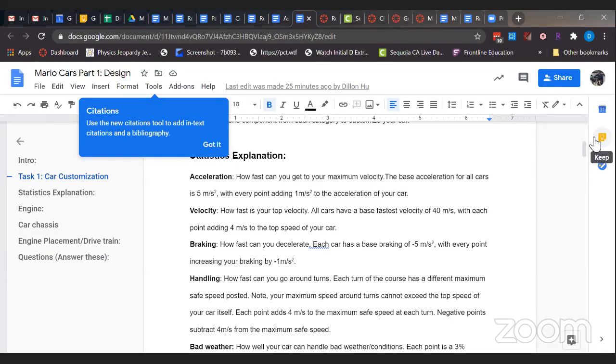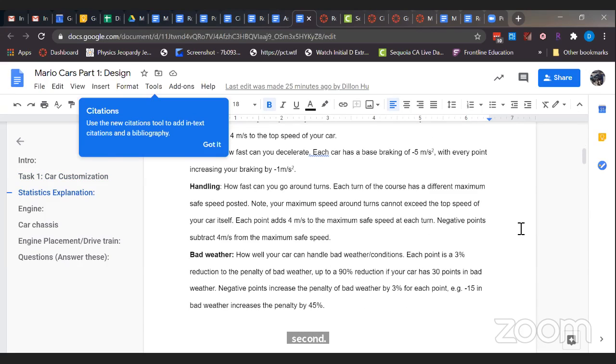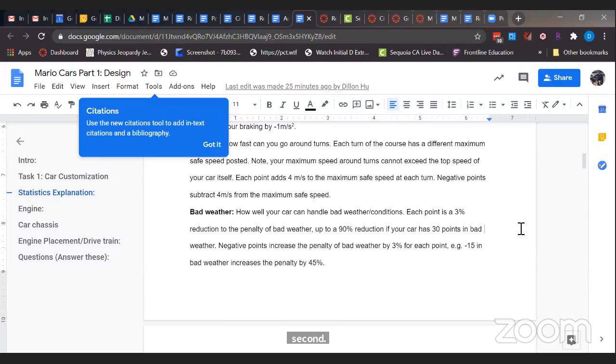Velocity is just how fast your top velocity is. So all cars have a base fastest velocity of 40 meters per second, with each point adding 4 meters per second to the top velocity of your car. Braking is just how fast you can decelerate. You can think of this as the opposite of acceleration. Each car has a base braking of -5 meters per second squared, with every point increasing your braking by -1 meter per second squared.